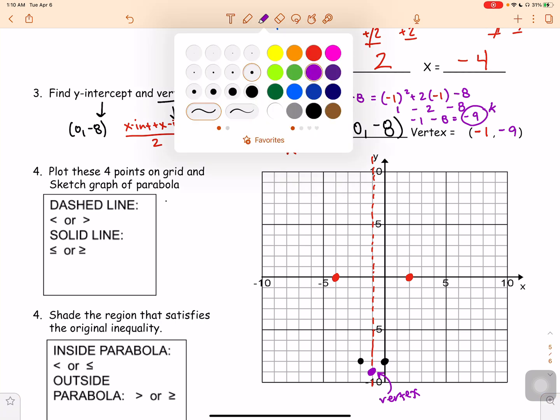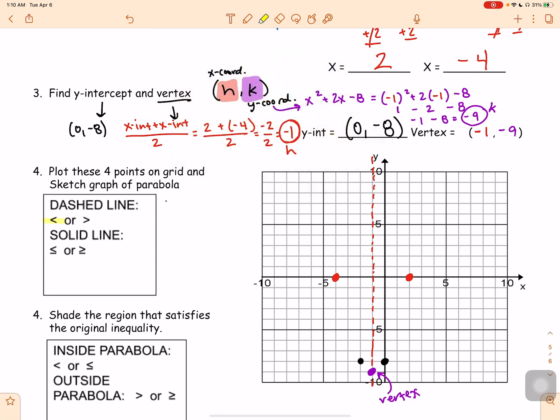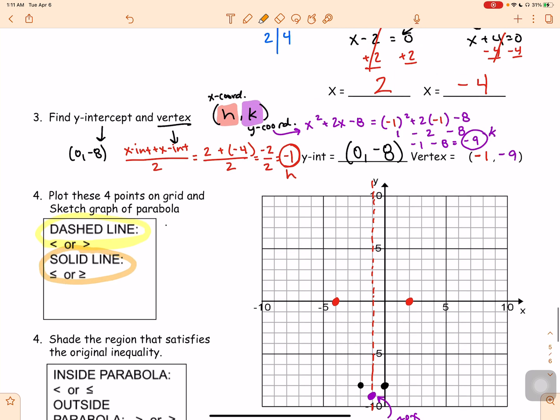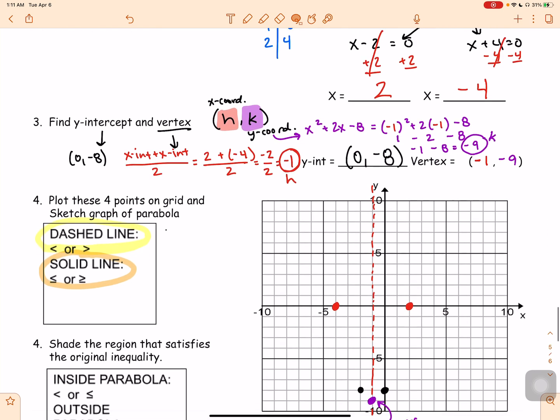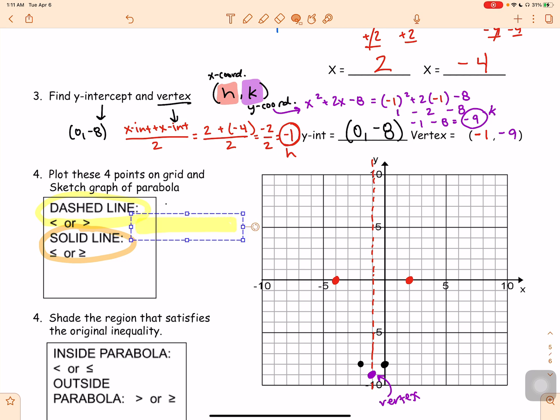We have to pay attention to if it was less than or greater than, because that is a dashed line, or if it was less than or equal to or greater than or equal to, because that is a solid line. Okay, solid line. So here, let me just take a little snippet of this. This was our original equation.